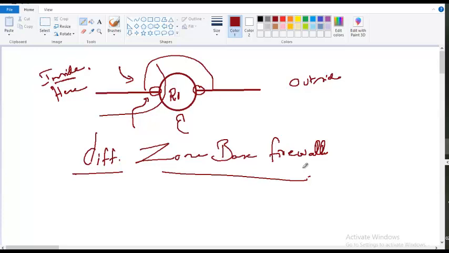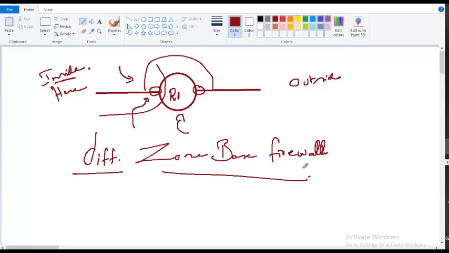You may put more than one interface in a zone, more than one port in a zone. Members of the same zone will communicate without any policy because they belong to the same zone. Members of different zones, you need zone pairing. In zone pairing, you need to have a policy to allow traffic.